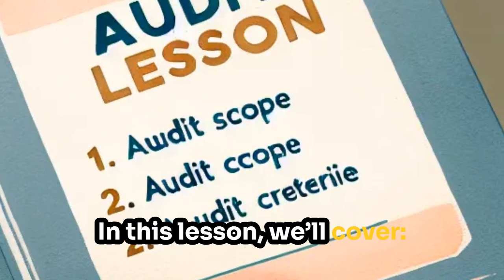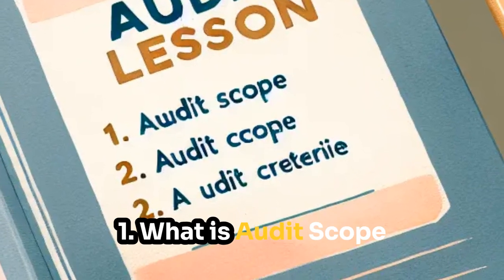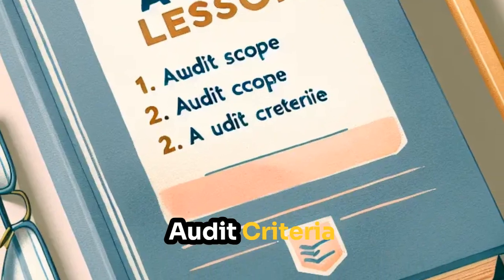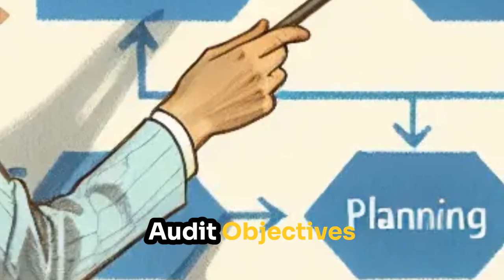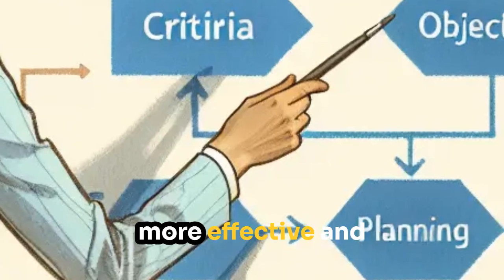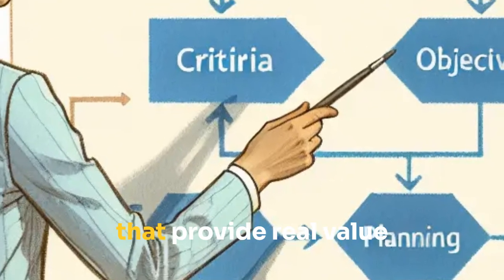In this lesson, we'll cover: 1. What is audit scope and how to define it? 2. Understanding audit criteria. 3. Setting clear audit objectives. By carefully planning these components, auditors can conduct more effective and meaningful audits that provide real value to organizations.